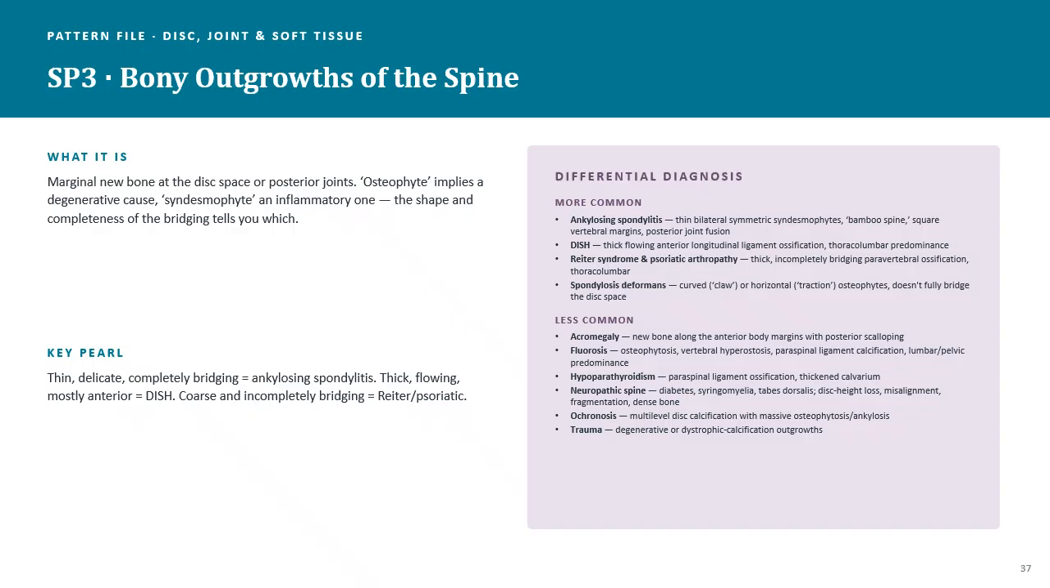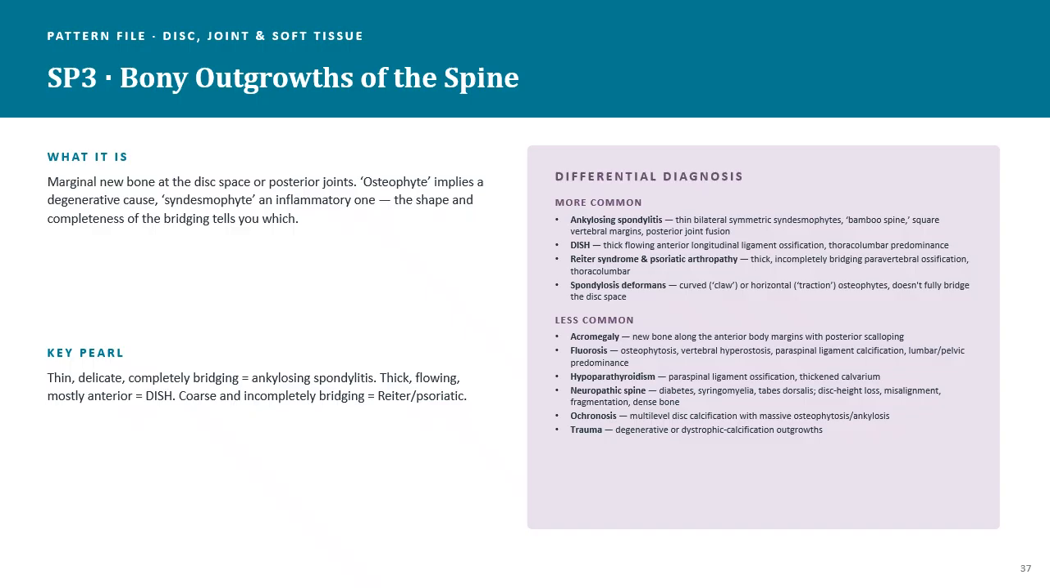And another thing we want to consider is where that new bone is located. All of that's going to give us a clue and potentially help narrow down what the actual cause is. So again, osteophyte is basically more of a wear and tear type bone spur, and syndesmophyte is more of an inflammatory type bone bridge. If we're seeing thin, complete bridges, we're looking more so at ankylosing spondylitis. If we're looking at thick, flowing bone, we're looking at that DISH again, diffuse idiopathic skeletal hyperostosis.